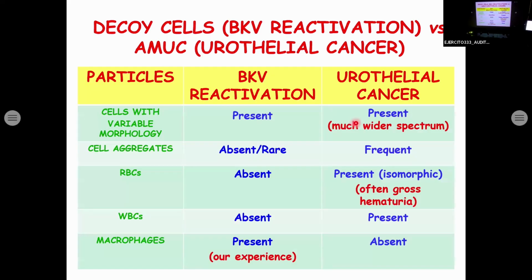The same happens with urothelial cancer, even though the morphological spectrum is much wider. Cell aggregates are not common in BKV reactivation. They are a frequent, common, typical finding in patients with urothelial cancer. Red blood cells are not usually present in patients with decoy cells, whereas they are present in patients with urothelial cancer.